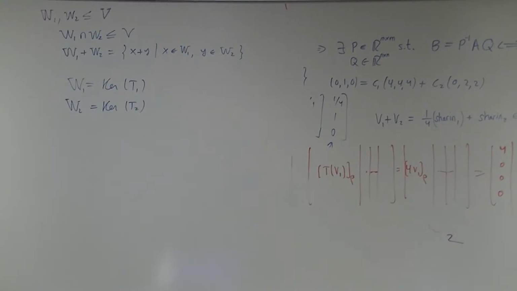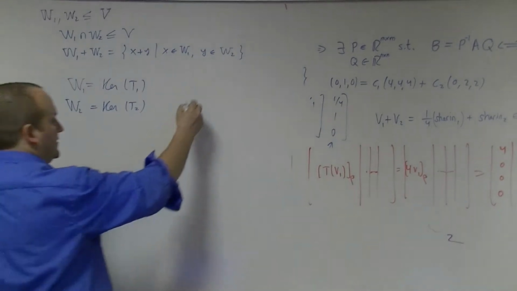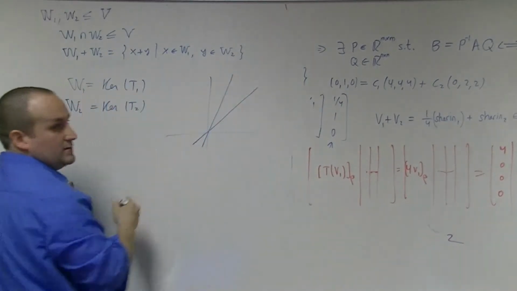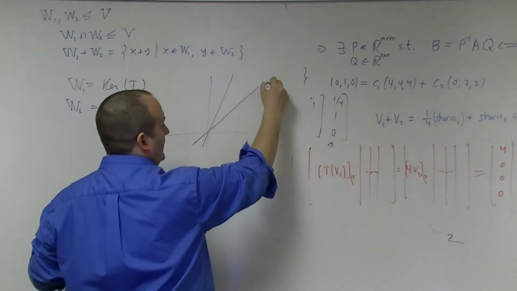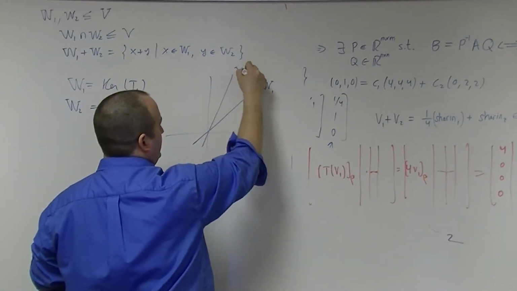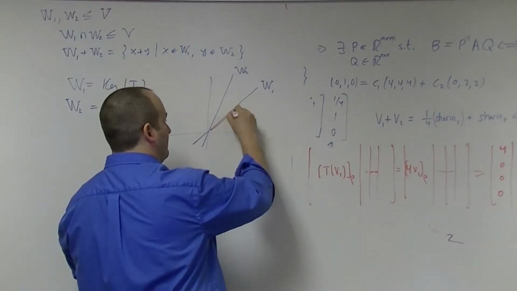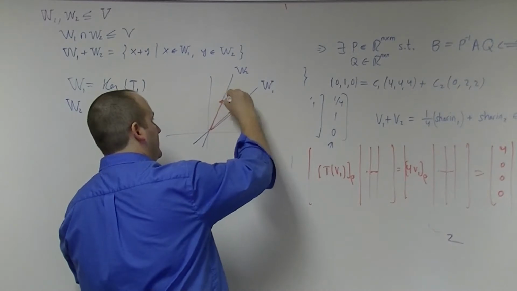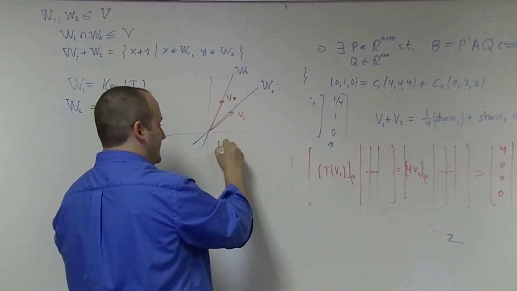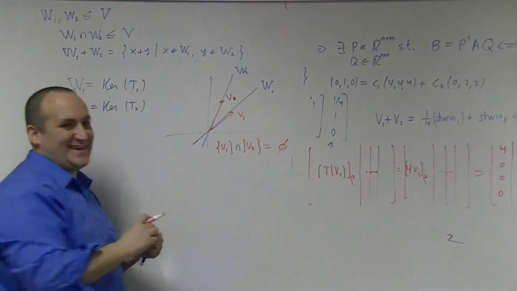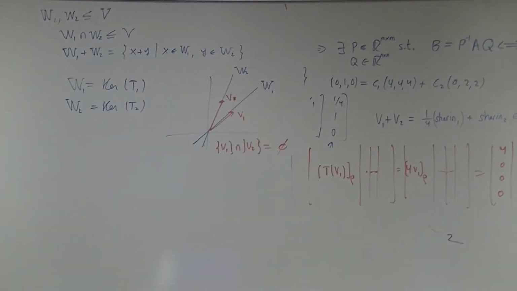Well, I haven't said anything about orthogonality or perp here. I'm not assuming that. W1 and W2 could be something like this line and this line, right? And if you look at what's the basis here, the basis could be vector 1 and vector 2. And if you look at the intersection of V1 and V2, it's certainly not a basis, it's the empty set. So certainly the intersection of the bases need not be the basis.